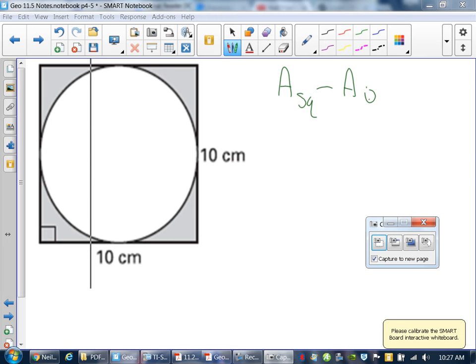Like I said, a lot of this stuff starts out kind of easy, and I'll hit you with the complicated stuff in a little bit. How do you find the area of a square? Base times height, or in this case, since it's a square, it's the same thing, so you just square it.